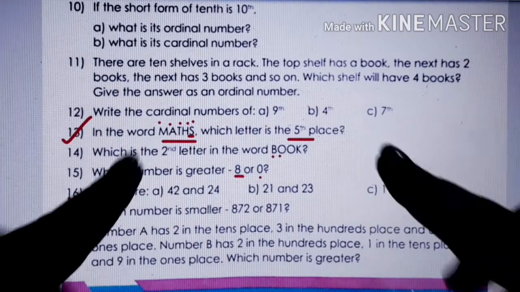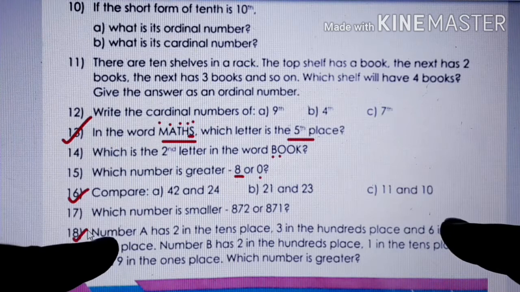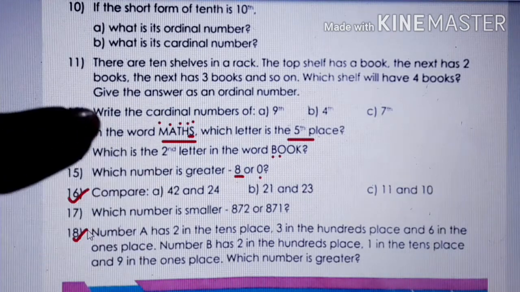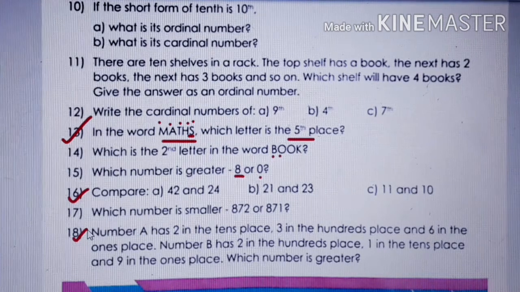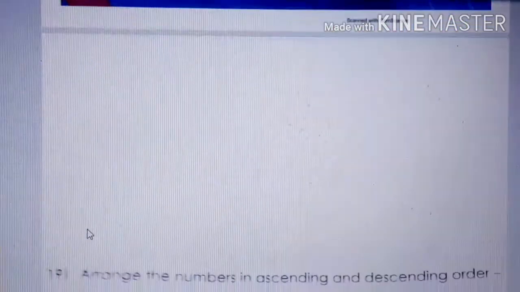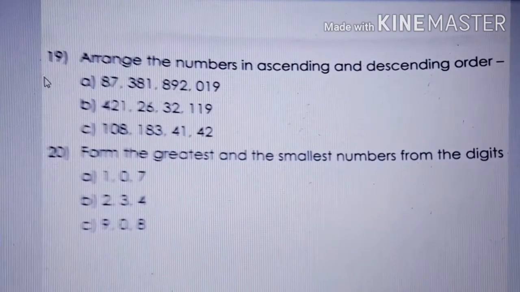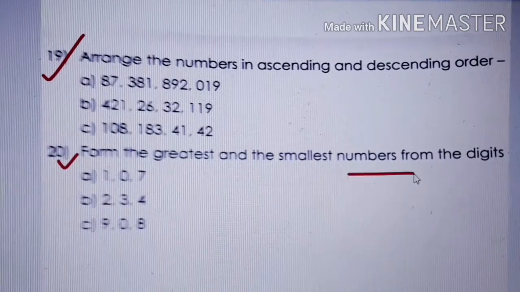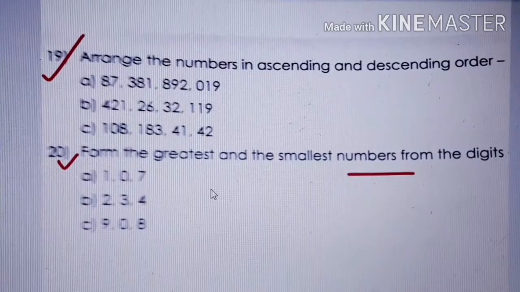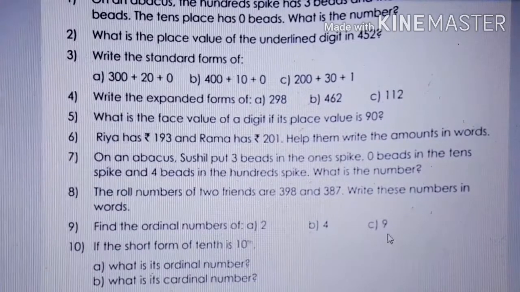First you place the numbers in the place value chart and find it out, number A or number B, which one is the greater number. Okay. You form the number with this. You form the number and find it out whether number A or number B is bigger, greater. Okay. So you just find it out. Next, you can see arrange the numbers in ascending and descending orders. So this also we have done. Practice yourself, children. Form the greatest and smallest number. Right, just now we did, isn't it? So these questions are very easy. Try yourself. And if you have any doubt, you can ask me.